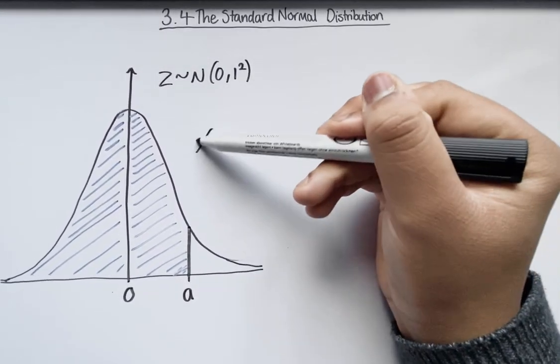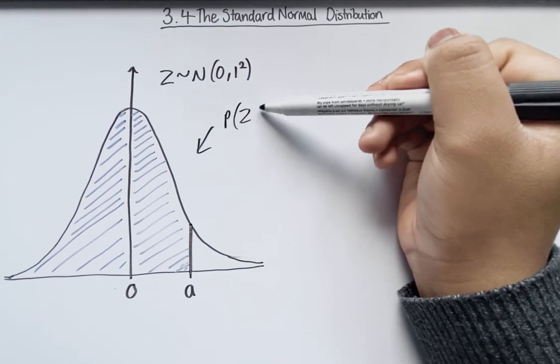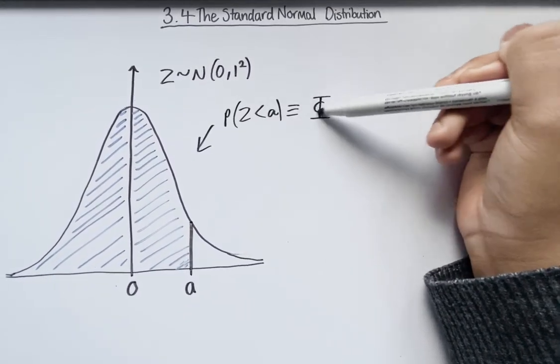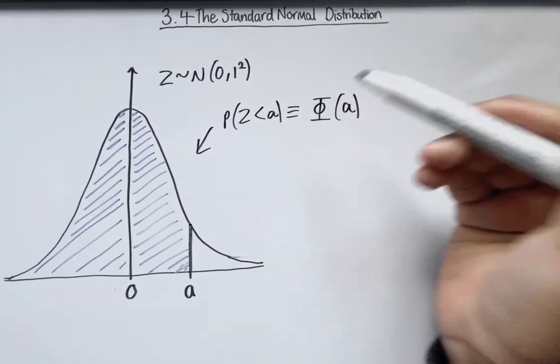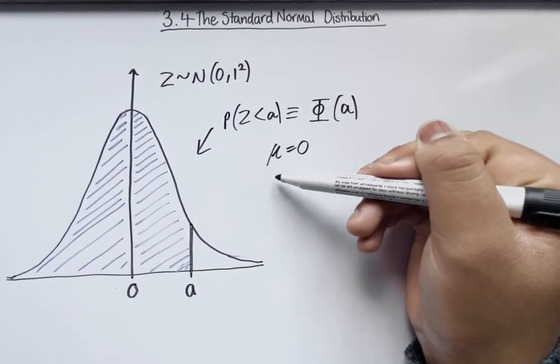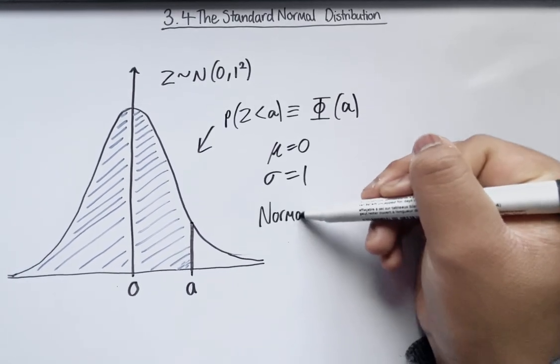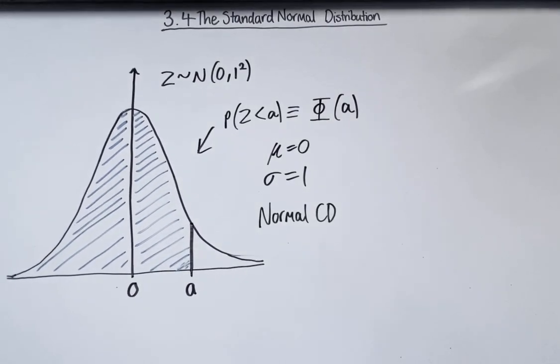The probability that Z is less than a is sometimes written as phi of a. You can find it by entering mu is equal to 0 and sigma is equal to 1 on the normal cumulative distribution function on your calculator.